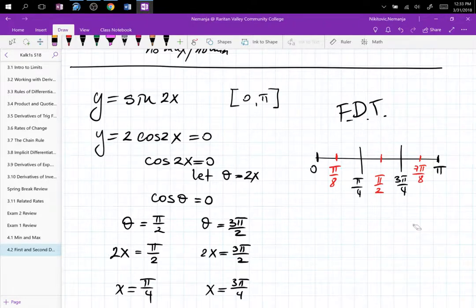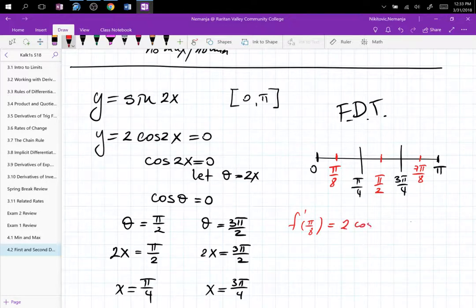All right. So I have 3 partitions, 3 regions, because the 2 critical points that we found are cutting the domain into 3 parts. Right? So now we compute the first derivative at each one of these points. The first derivative computed at pi over 8. Before you freak out, you realize that you're going to be multiplying by 2, which cancels it into a quarter, so we're all good.